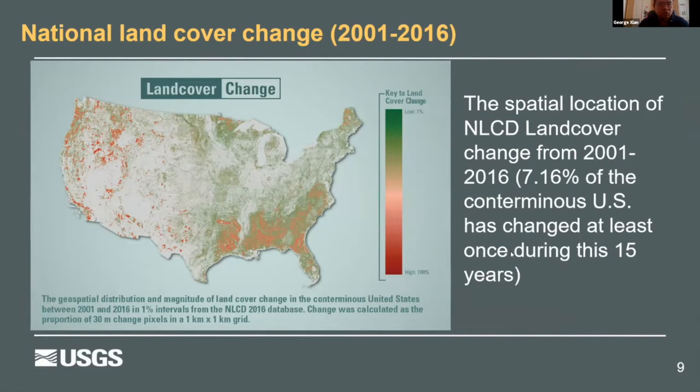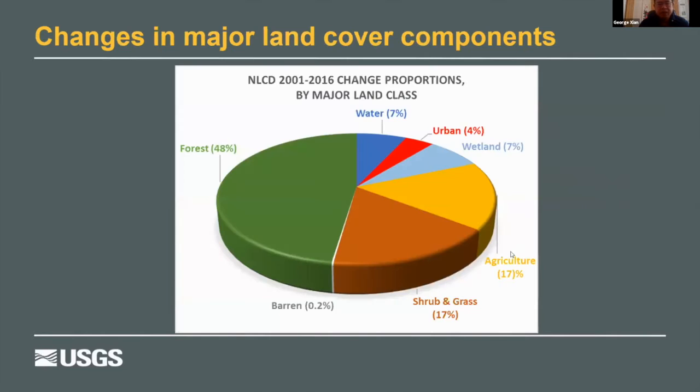So for example, on the western side of the US, a lot of change occurred associated with wildfire and also some urban development. On the eastern side, we can see a different story. For example, on the southeastern side, we have forest cut related activities, and this transfers to the change information. So for the entire US, we can have a general estimate.